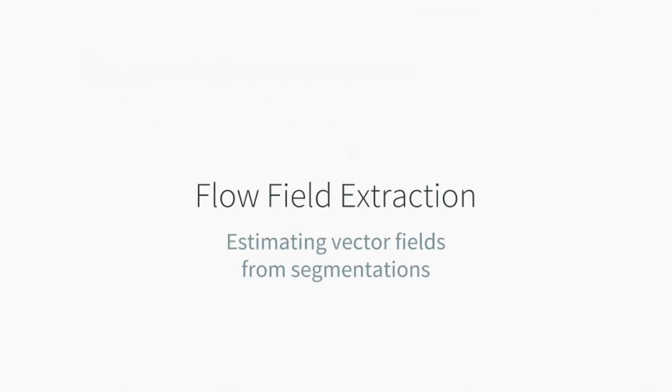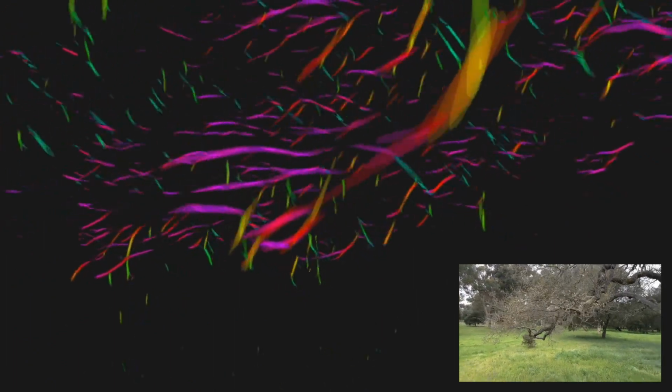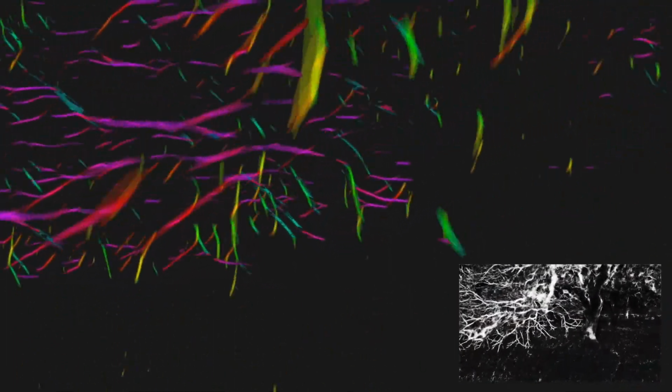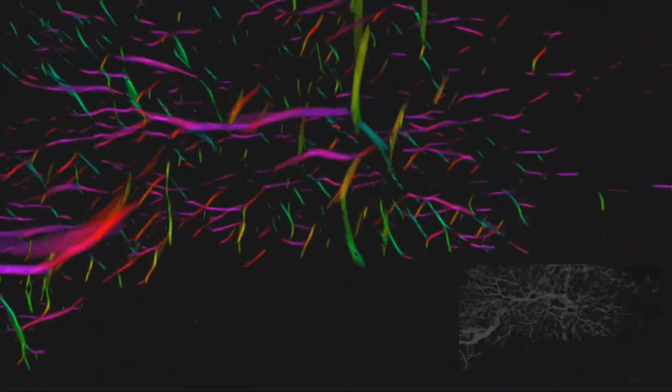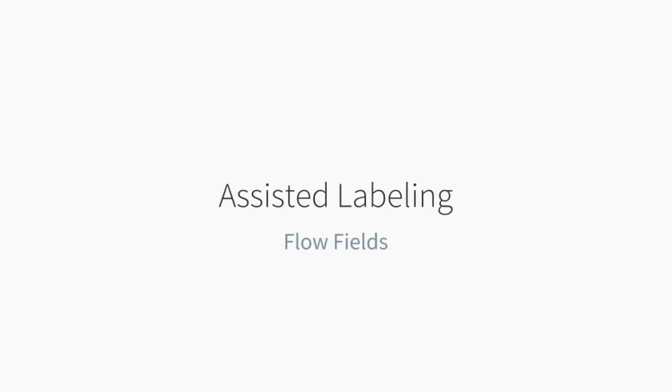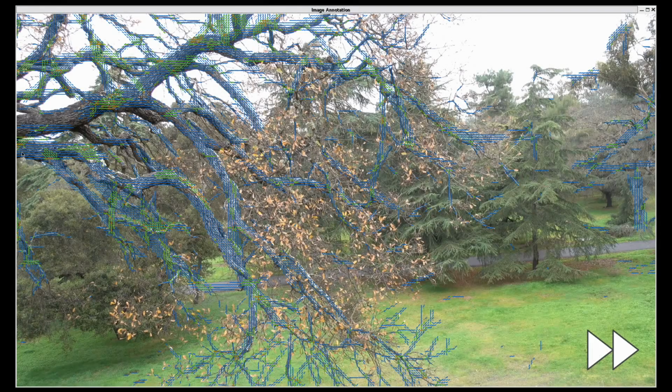We process the segmentation masks to extract flow fields that estimate branch and twig directions in images. Vectors are visualized in HSV, with hue representing angle and value representing magnitude. We can then use these flow fields to further accelerate the labeling process.